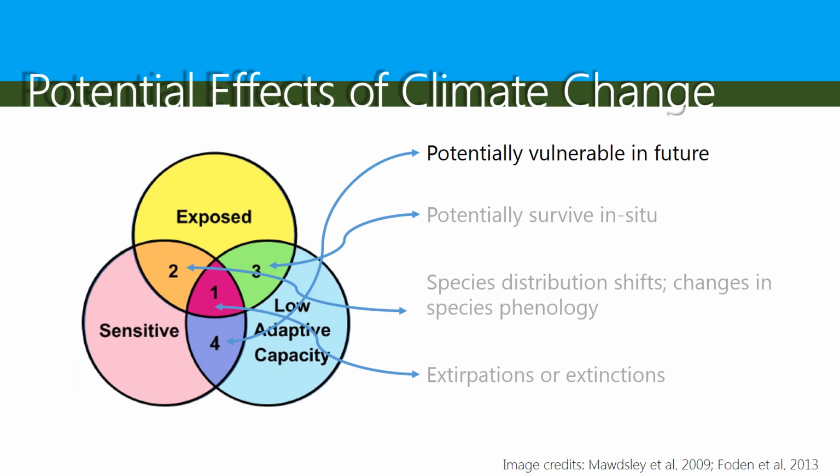And finally, group 4 species are what we call high latent risk species. So they have low adaptive capacity and are sensitive to the climate change, however they are not exposed to climate change. So these species may be safe for now, however they could still be potentially vulnerable in the future.